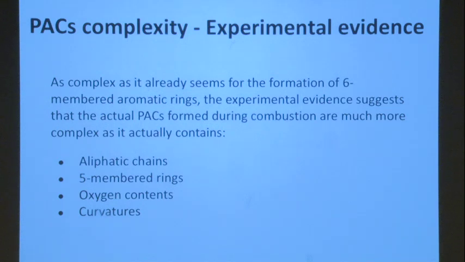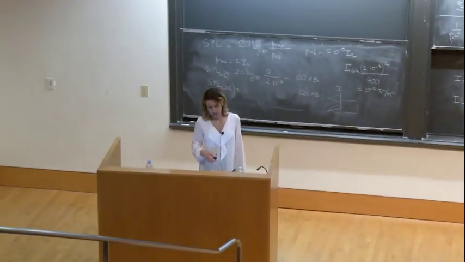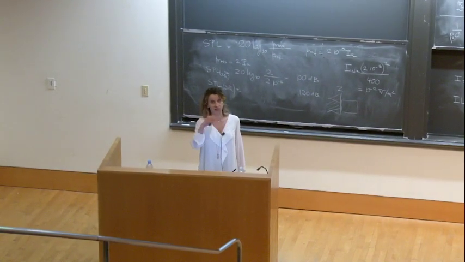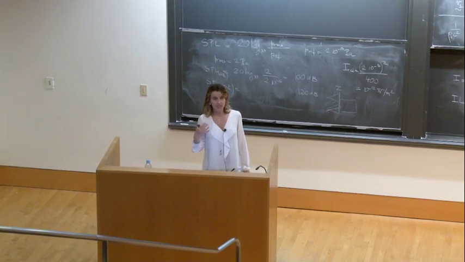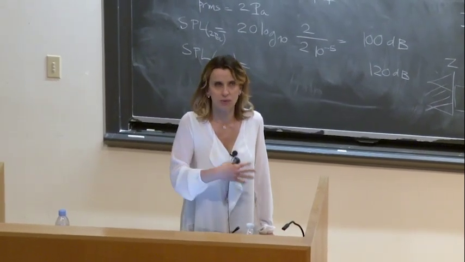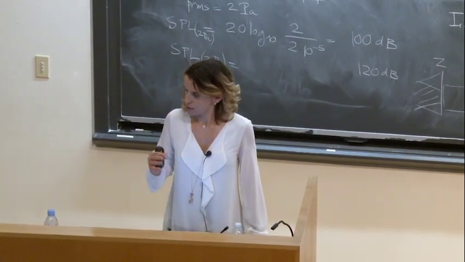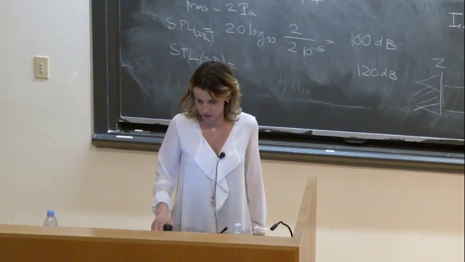What are the main evidence? The main evidence is that there is not only 6-member ring formation. I showed you HACA, I showed you some pathways, they have only 6-member rings, and some of the 5-member rings too. But our description is not complete. Experiments see aliphatic chains. So they see, for example, 6-member rings with kind of tails, if you want. They see 5-member rings inside the structures, but also outside. They see some oxygen content, and they see curvature. And none of the things that I showed you up to this point is able to encompass all those four features. So there is room for experiment, room for computational interest in this.